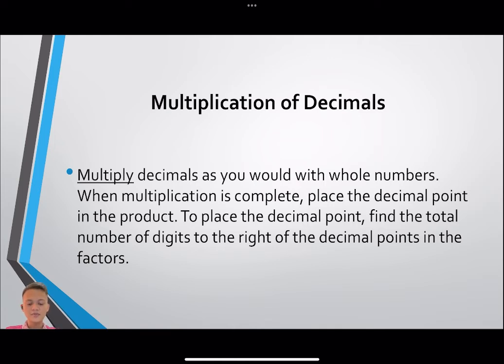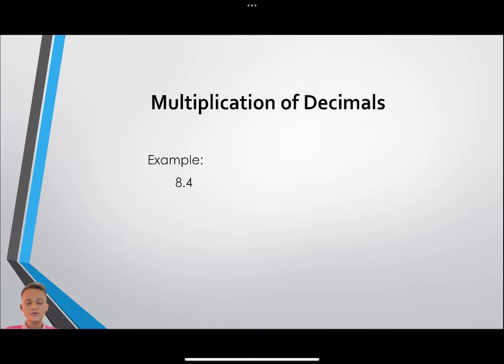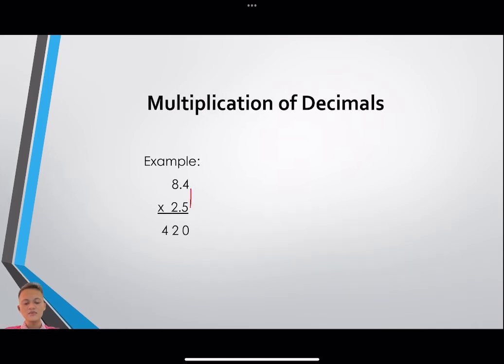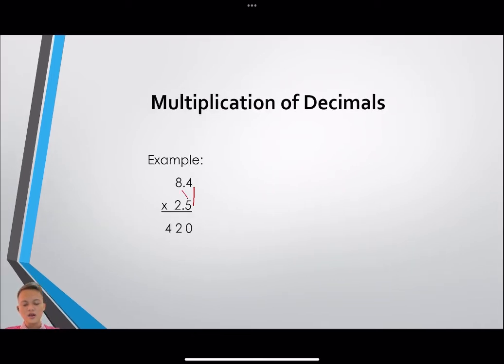For example, we are going to multiply 8.4 times 2.5. We are just going to multiply them. So, 4 times 5 is 0. 5 times 8 is 40.